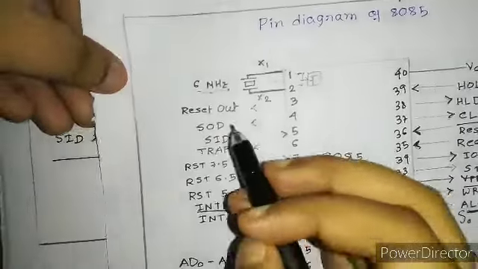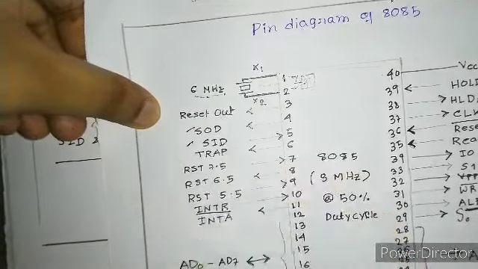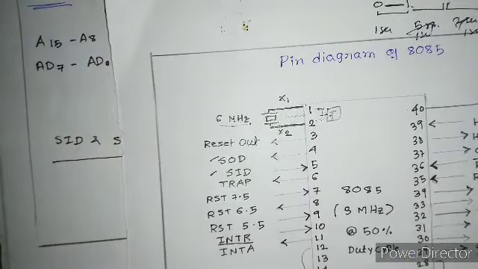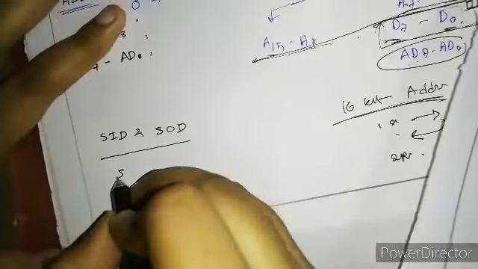Next is SOD and SID. What does this say? What is the full form? Serial input data, serial output data.